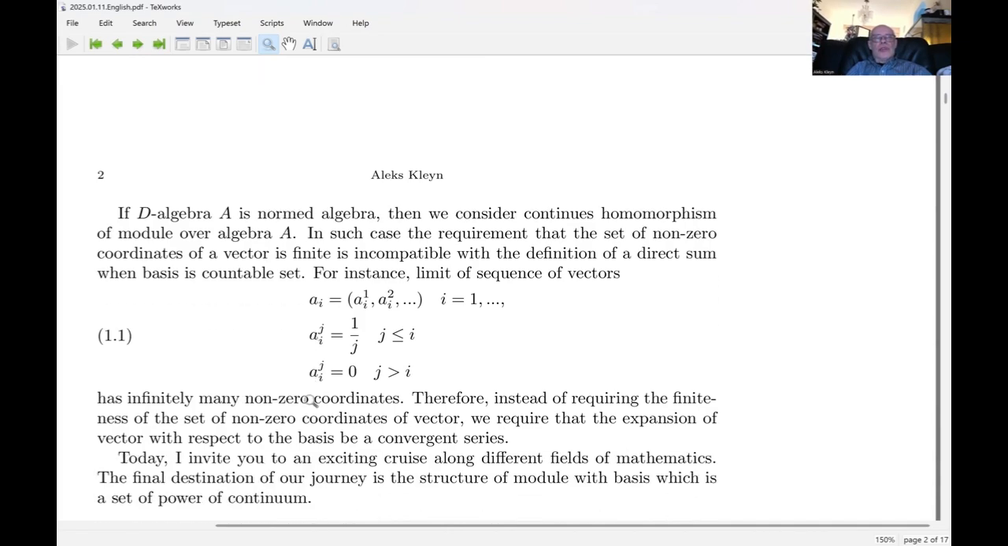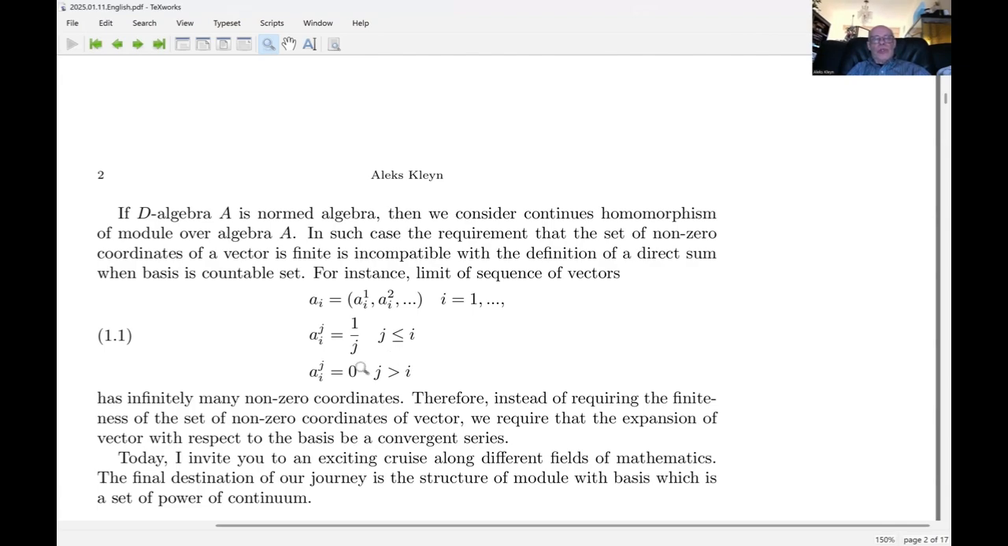If the algebra A is normed algebra, then we consider continuous homomorphism of model of algebra A. In such case, the requirement that the set of non-zero coordinates of vector is finite is incompatible with the definition of direct sum when basis is countable set. For instance, the limit of sequence of vectors has infinitely many non-zero coordinates. Therefore, instead of requirement of finiteness of the set of non-zero coordinates of vector, we require that the expansion of vector with respect to the basis be convergent series.